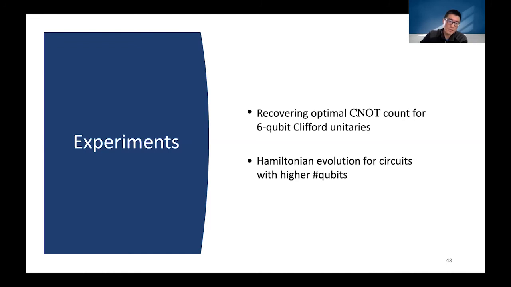We want to run our method on 6-qubit Clifford circuits to see how well our method can recover the quantum circuits in terms of reaching the optimal number of CNOT count. So that was the low qubit count optimal solution comparison experiment. Then we also want to experiment with quantum circuits that have a much higher qubit count and see how well our proposed method performs on those much more complex quantum circuits.